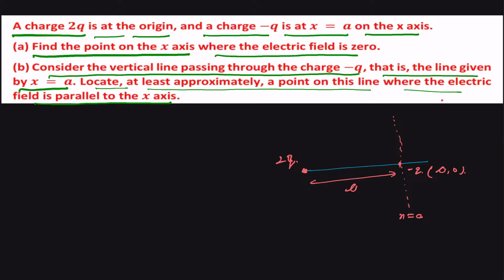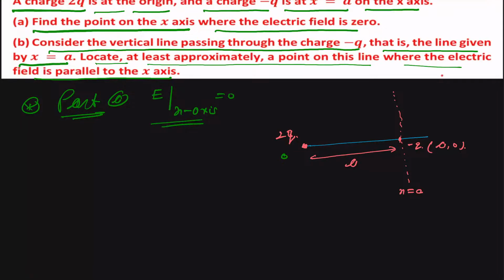And we have to find out the point on the x-axis where the electric field is 0. That is our part A. Part A: the electric field on our x-axis should be equal to 0. We have to locate that point, and this is our origin.